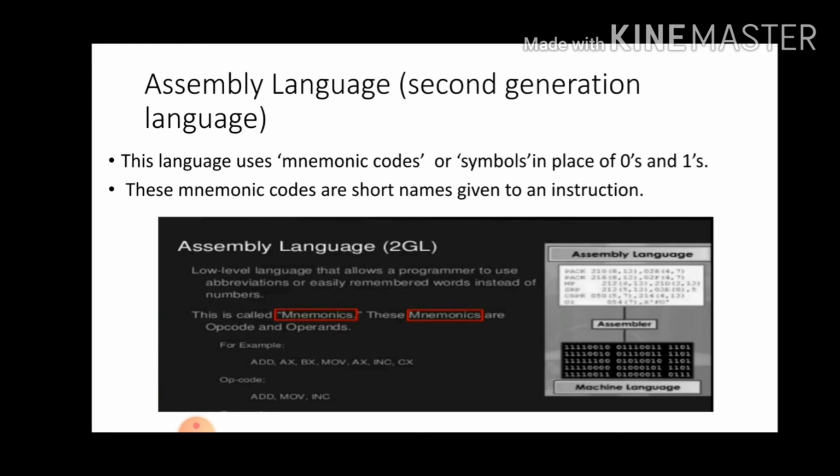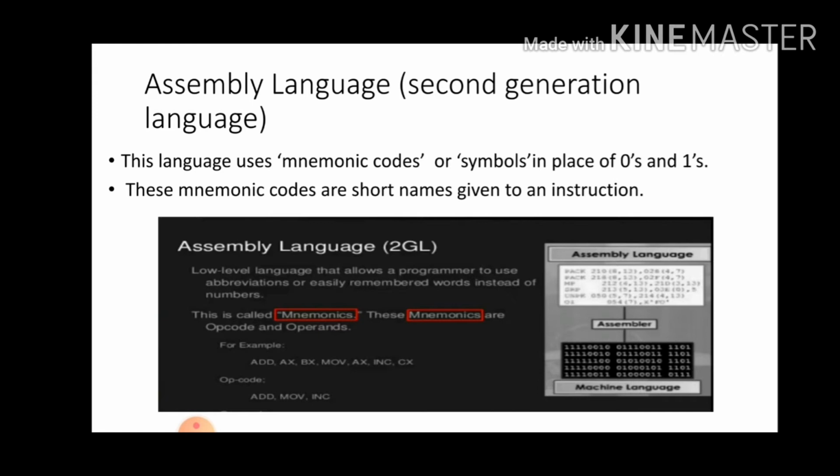For example, in a machine language, if the operation code for add is 0010, it is equivalent in the assembly language to ADD. So 0010 is machine language, where ADD is the mnemonic code. So for this ADD we have the machine code 0010. Okay, we can take an example like that.